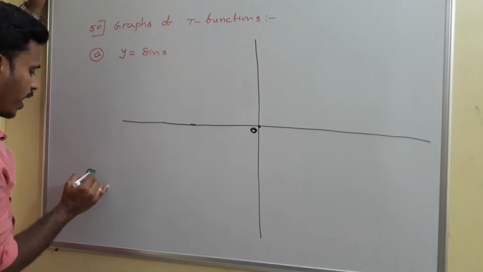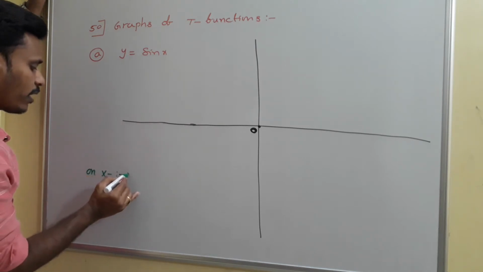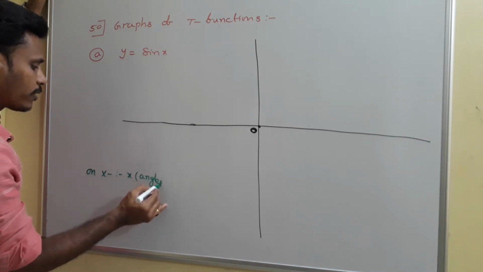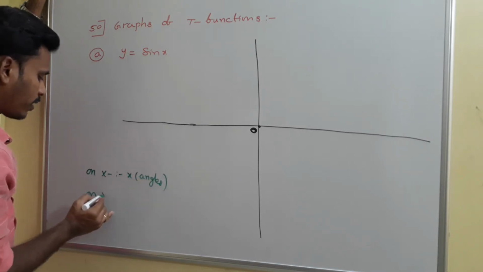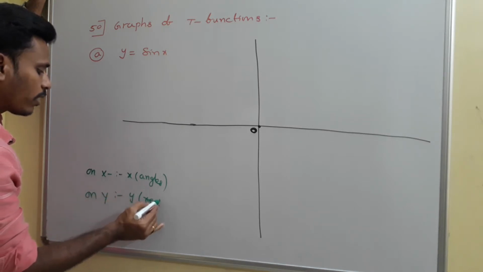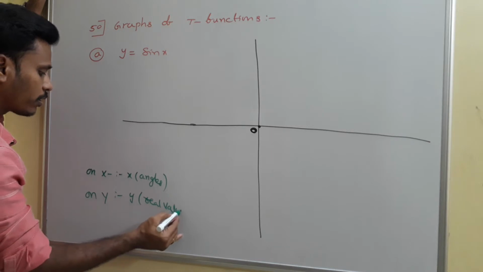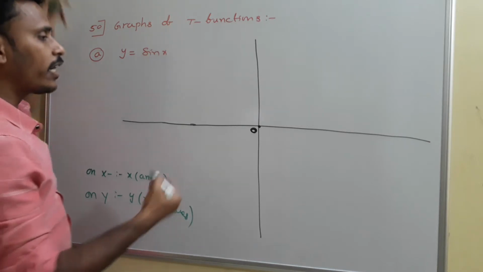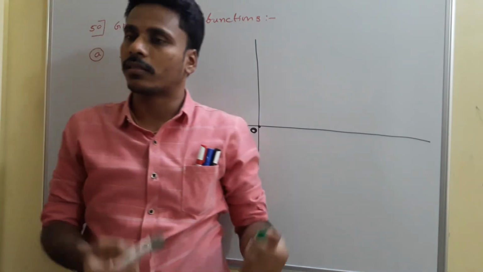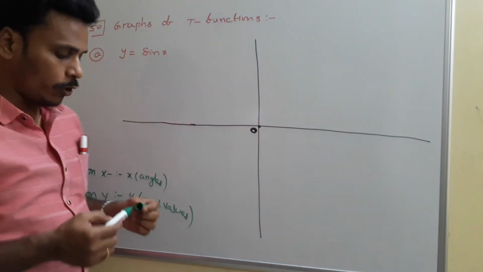On the x-axis, what are we taking? x values. x values are nothing but angles. And on the y-axis, we are taking y values. y values are nothing but real values, real numbers. By giving different values of angles for x, you will always get different real values for y.